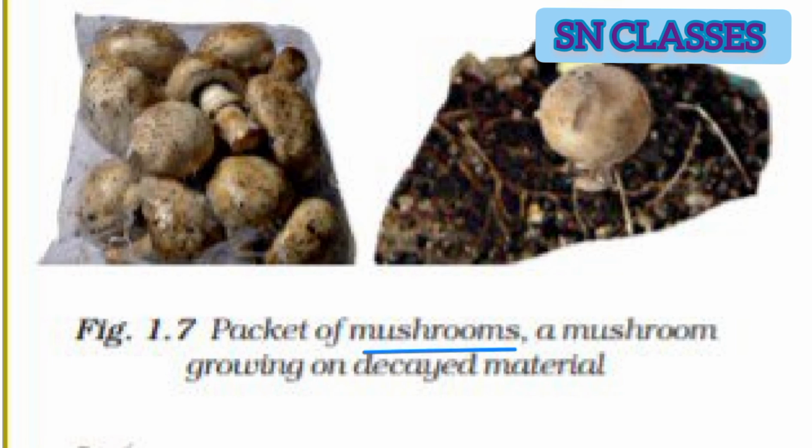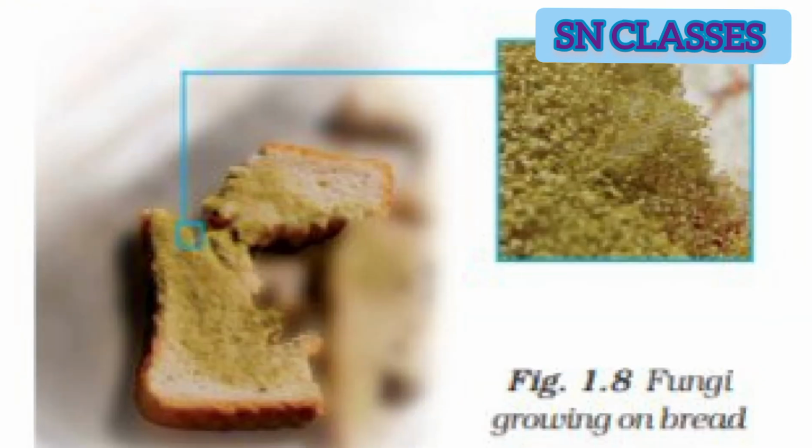Here you can see that this place is filled with moisture, and it has dead and decayed substances, or else it is somewhat moist, right? Where the decayed material is there, these mushrooms and some fungi are seen and grown. Next, let us move on to bread, which is surrounded by fungi grown on it.